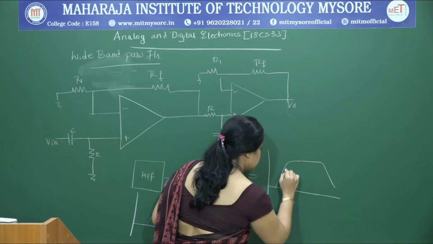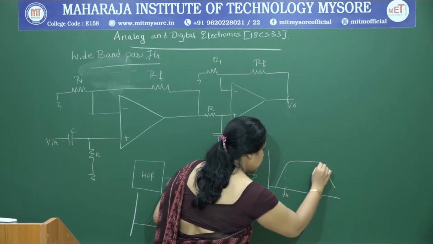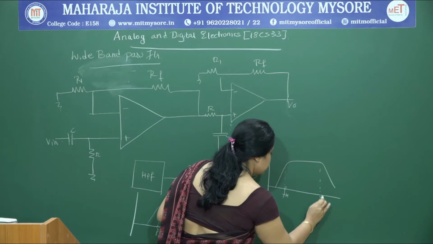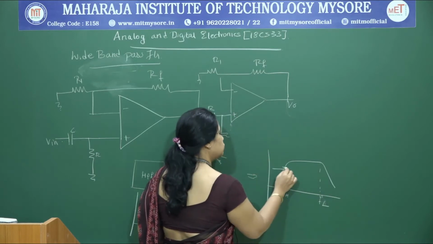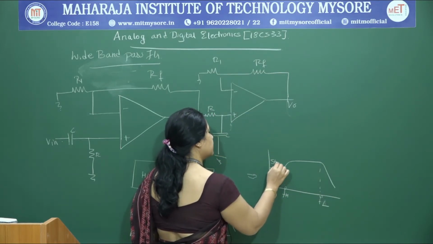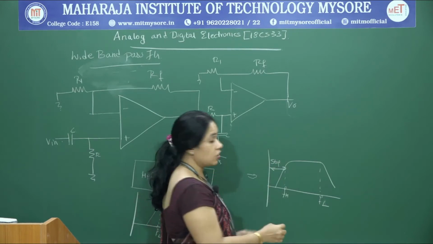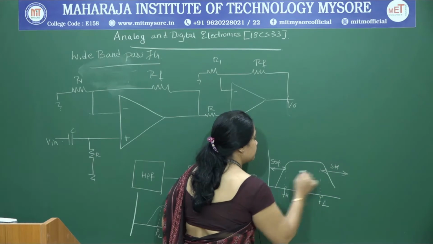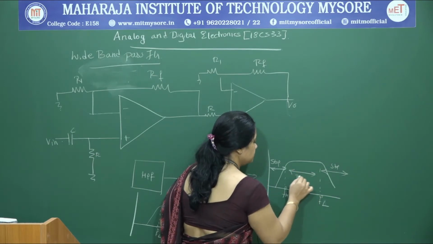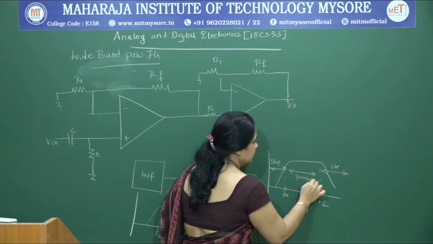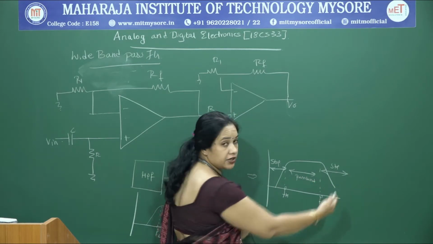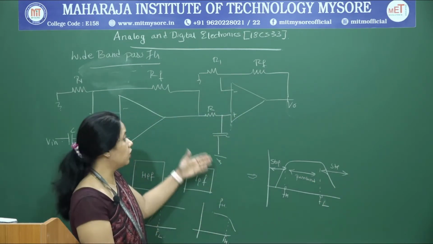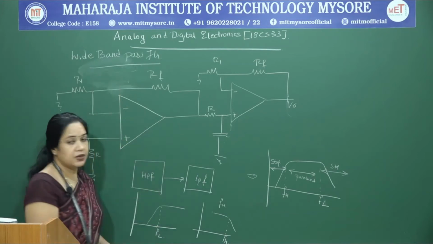So it passes all frequencies between FL and FH. It has two stop bands. All frequencies below FL will be stopped and all frequencies above FH will be stopped, and this happens to be the pass band. You can see it allows a wide range of frequencies to be passed, hence we call such filters wide band pass filters.